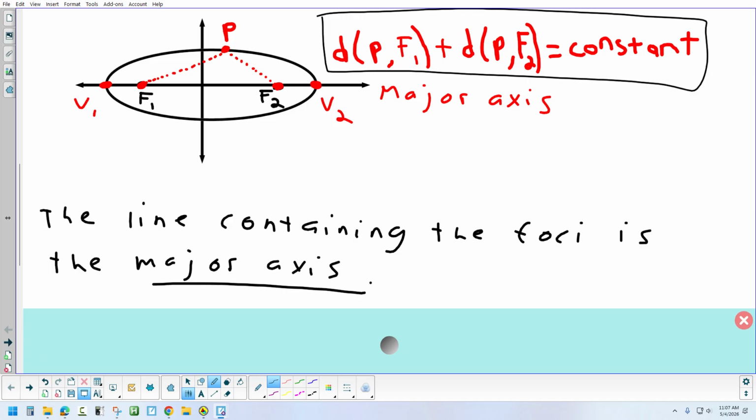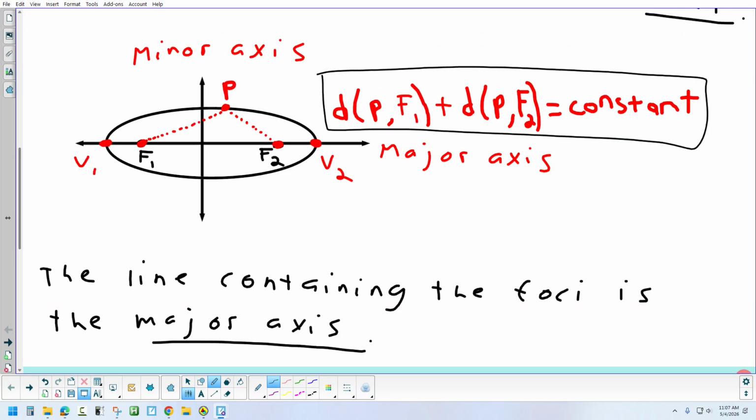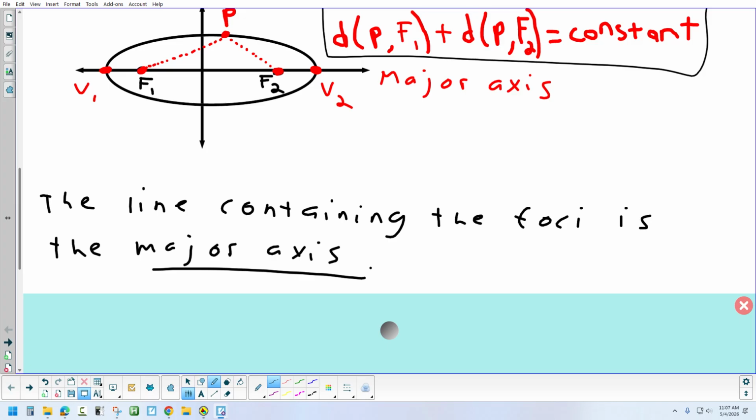So when you draw a line through the foci, that line is called the major axis. There's two axes in an ellipse. There's a major and a minor. So the major axis goes horizontal in this case. The minor axis is going to go vertical. The major axis always runs the long way. The minor axis goes the short way.